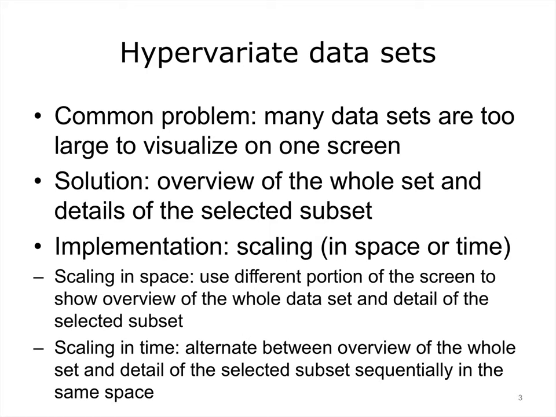A common solution to this problem is to include a combination of the entire dataset visualized in a very condensed way, and a view of a subset of data in a greater detail. Two common approaches to presenting overview and detail are to use scaling either in space or in time. In case of scaling in space, overview and detail occupy different portions of the screen. In case of scaling in time, they take the same space but alternate in time.